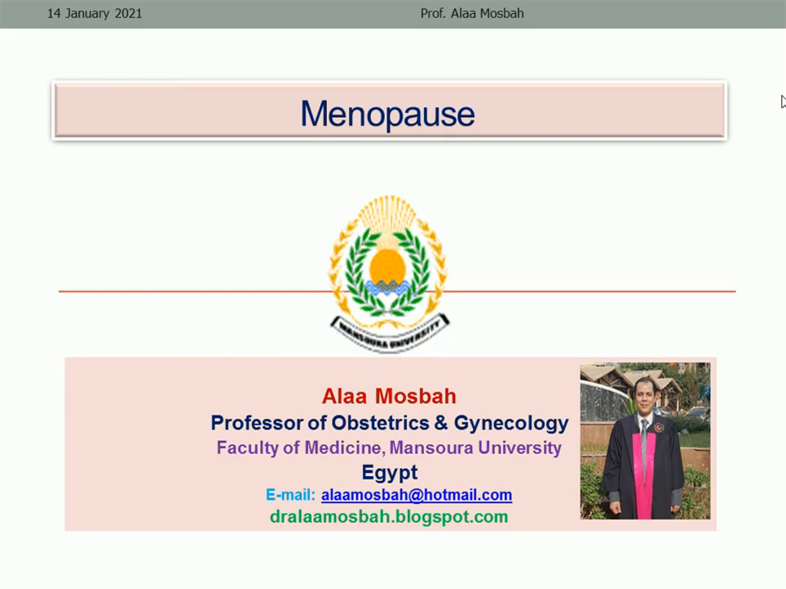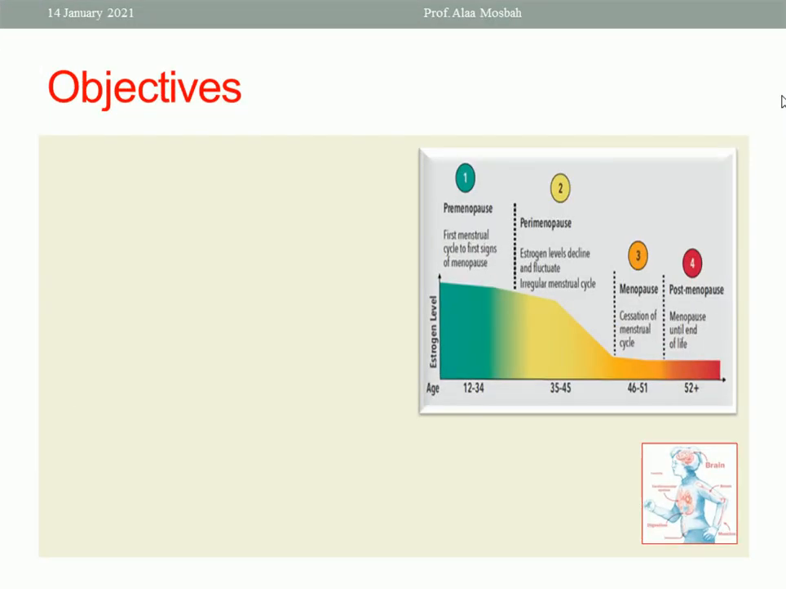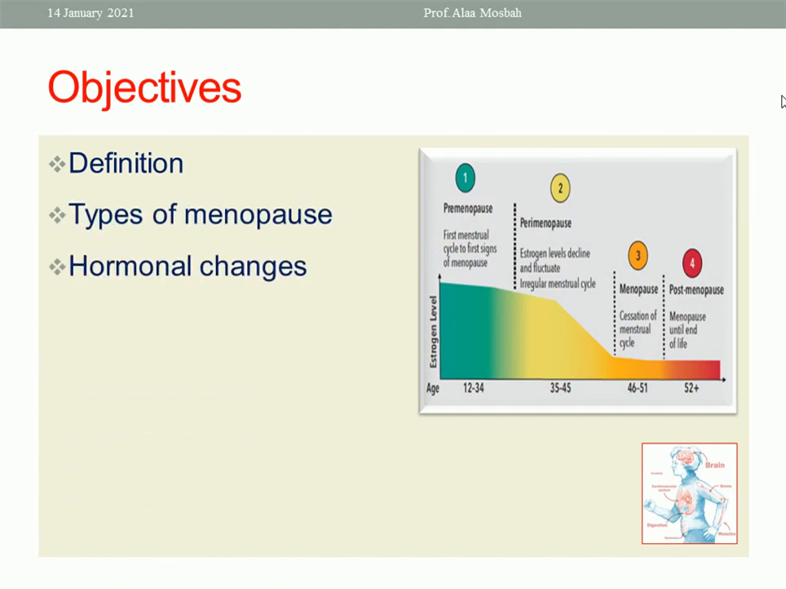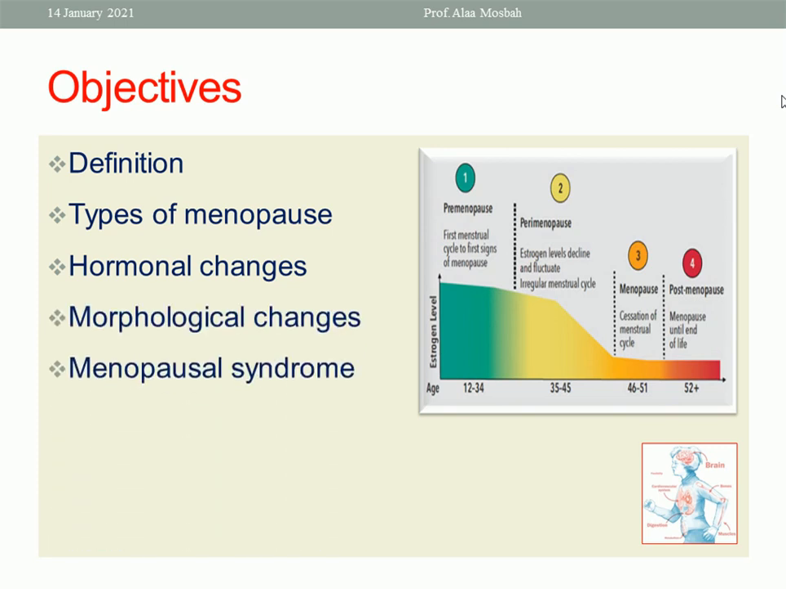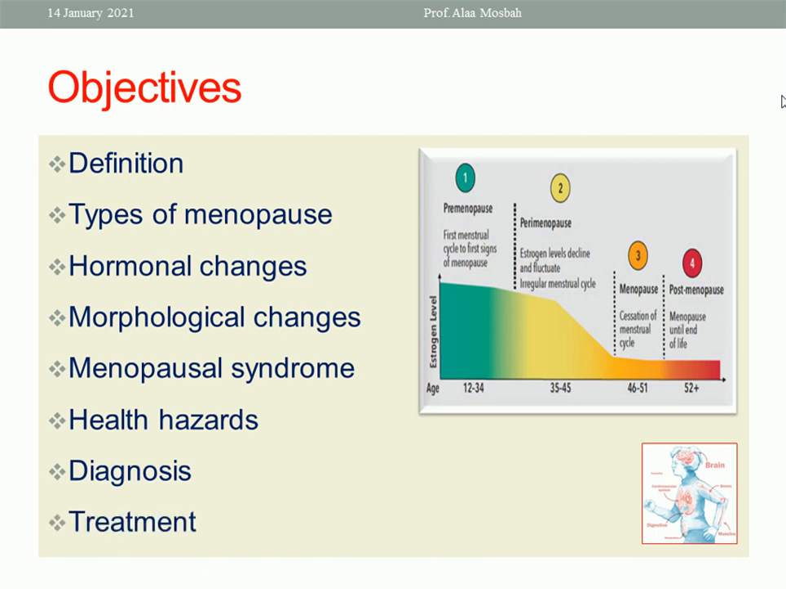The topic of my lecture today is about menopause. So what we wanted to know about menopause: the definition, the types of menopause, the hormonal changes that happen, morphological changes during menopause, menopausal syndrome or what's called symptoms of menopause, the health hazards during this period of life, the diagnosis and treatment.